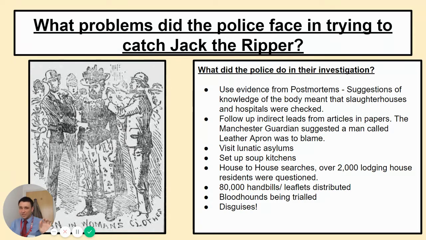Some of them dressed up as women. The idea was that Jack the Ripper would come up and try to kill them, and then they could rugby tackle him down to the ground, pin him down below. So I don't know what they would have done to get attention. But this doesn't work for a number of reasons.